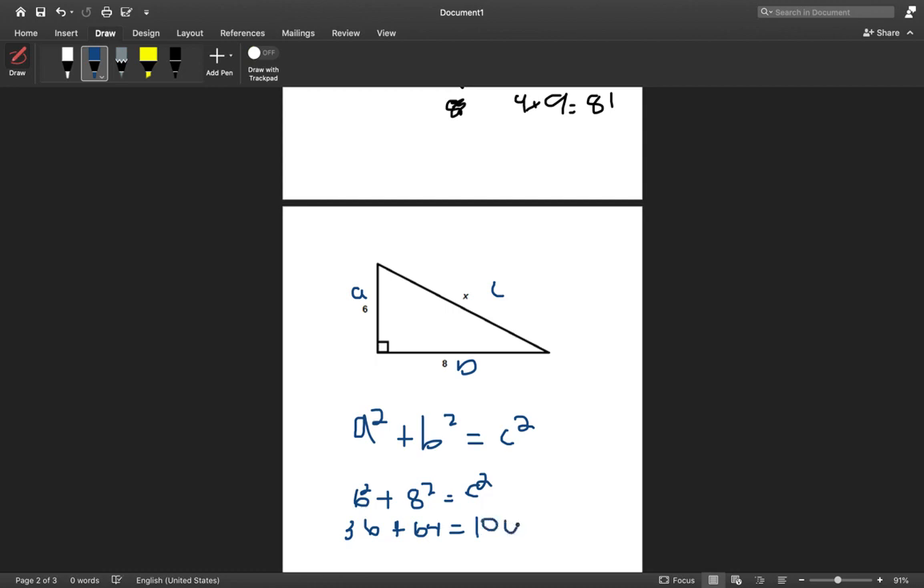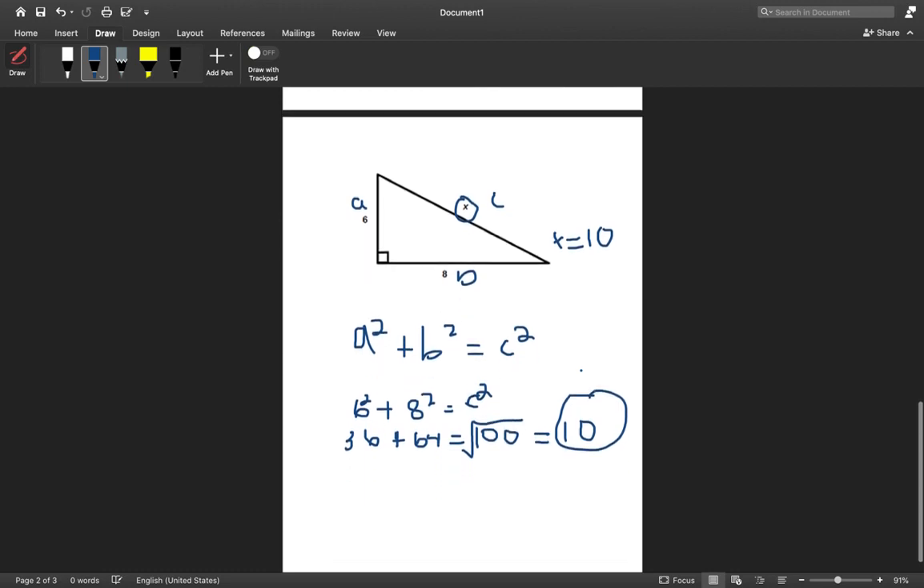Now, we're not done yet. We have to undo the square, so we have to add a square root. And the square root of 100 is equal to 10. This means that our x value, this value right here, is equal to 10. And that's it on the Pythagorean theorem. You just have to keep practicing.